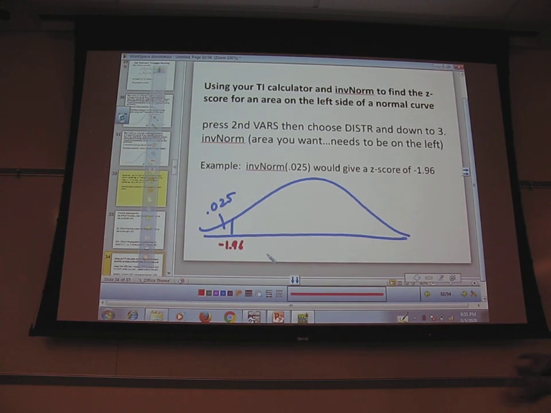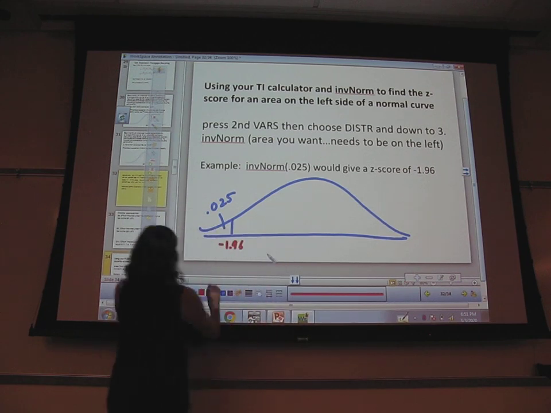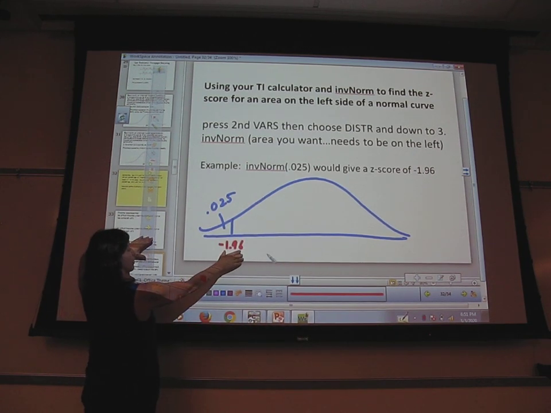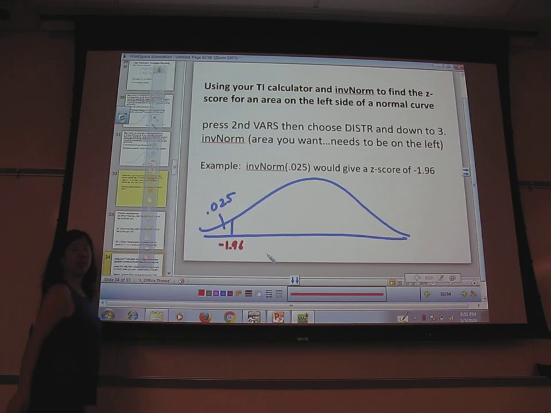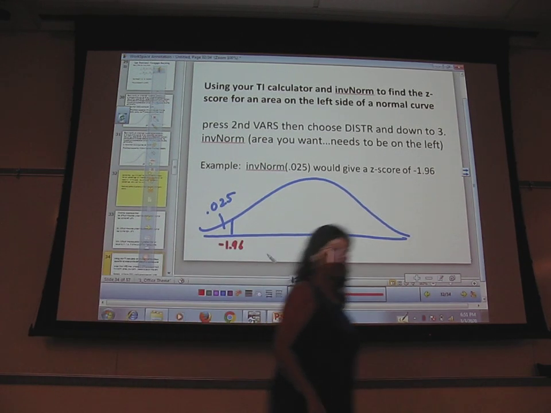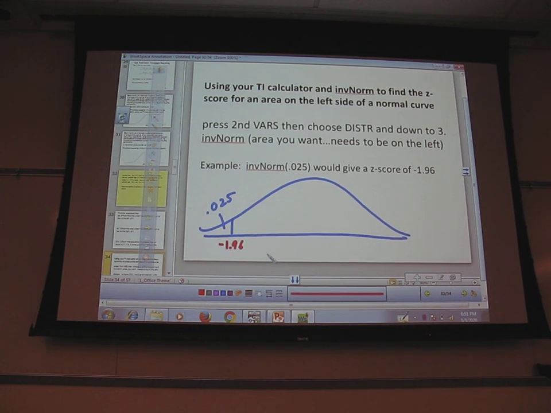If I wanted to find this area, I could do normal CDF of negative infinity, comma, negative 1.96. That would give me that area, 0.025. So those are inverses of each other. Normal CDF of, here I'll draw in the negative infinity so you guys have it.